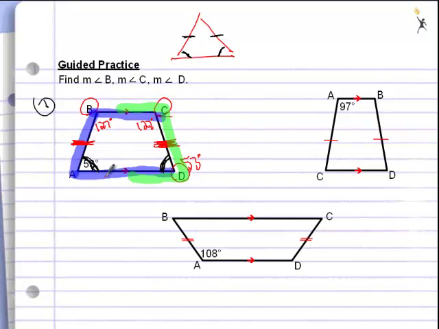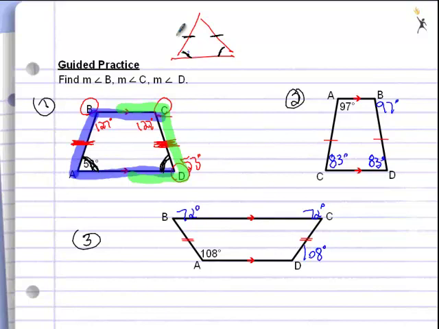Now what you'll notice is, if these two angles are congruent, then these two angles have to be congruent. Hopefully that makes sense. In fact, I want you to go through and in this problem, we'll call it number 2, and this problem, we'll call it number 3, I'd like you to go through and solve for the missing angles, just the missing angles. Pause the video and do that now.